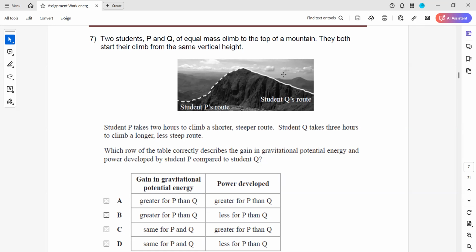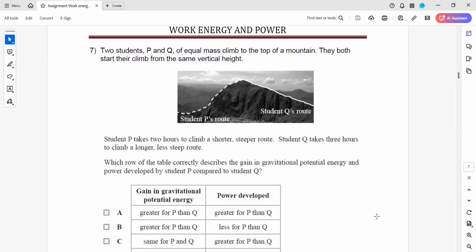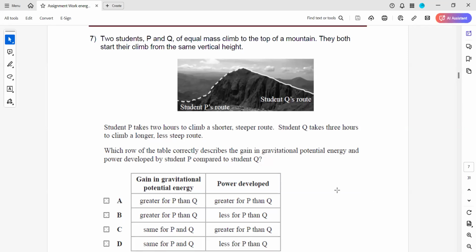So what could be the right answer for this? The gain in the gravitational potential energy and the power. You can use the chat to answer. Don't worry about the answer being wrong, as this is just practice. What could be the right answer for this?